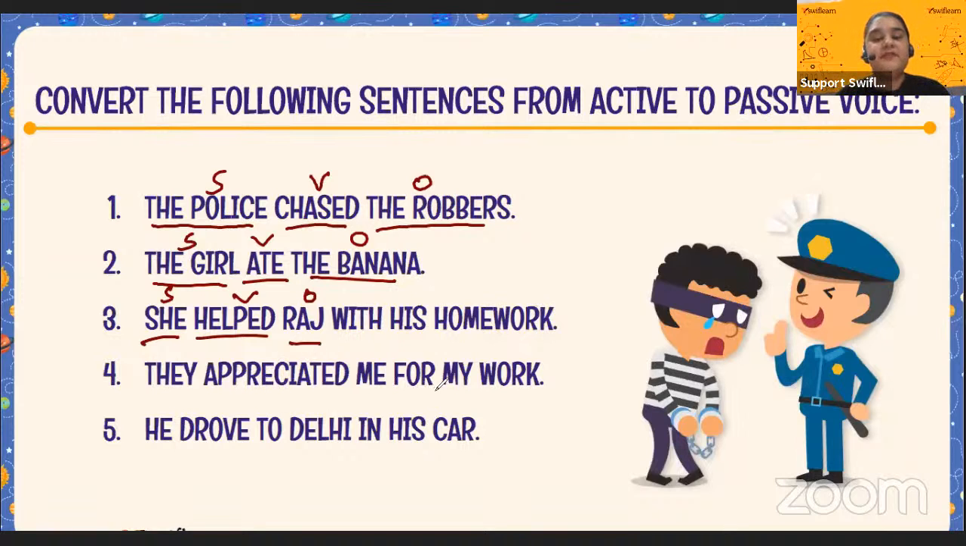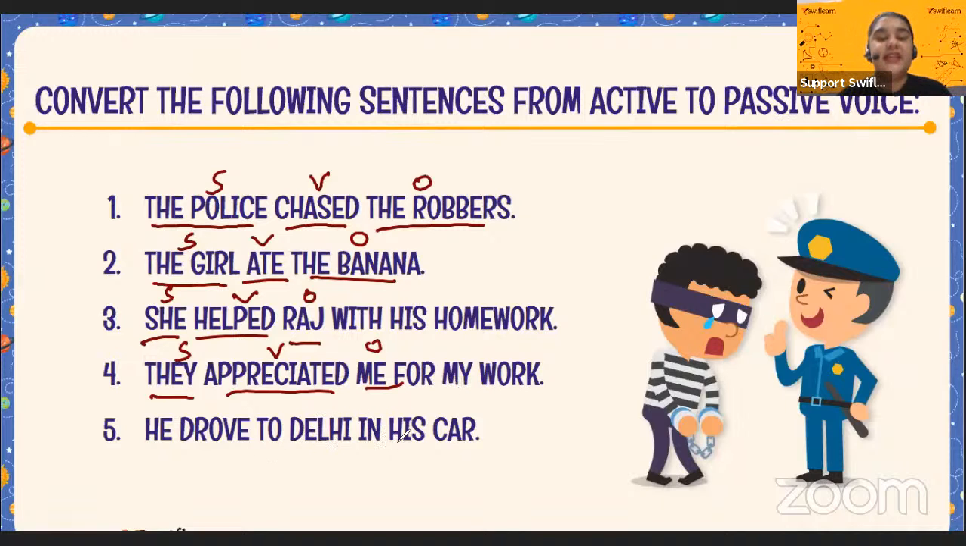They appreciated me for my work. So they is your subject. Yes. Appreciated is your verb. To whom? Me. They appreciated me for my work. Okay. So this is your object. Yes. So how will you change it? I was appreciated by them for my work. Clear? Let's come to the fifth part.